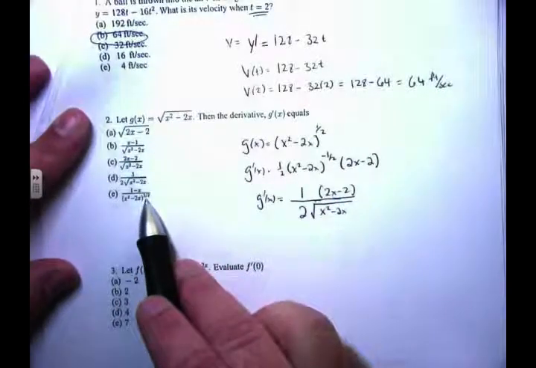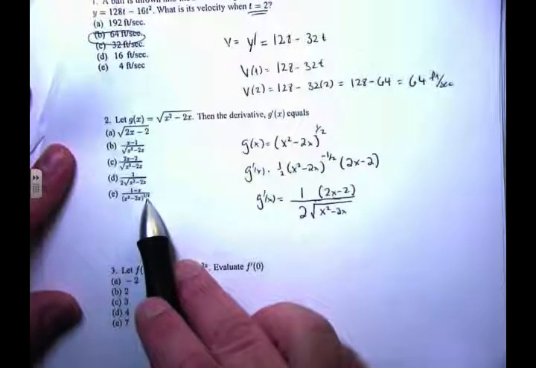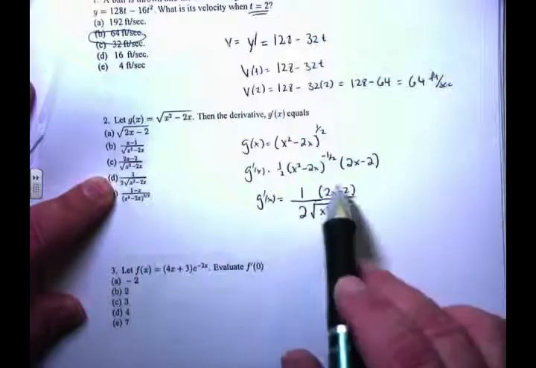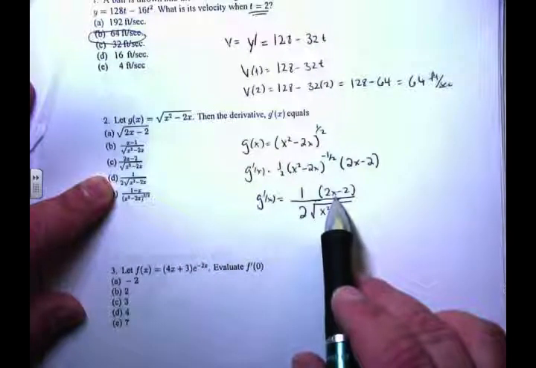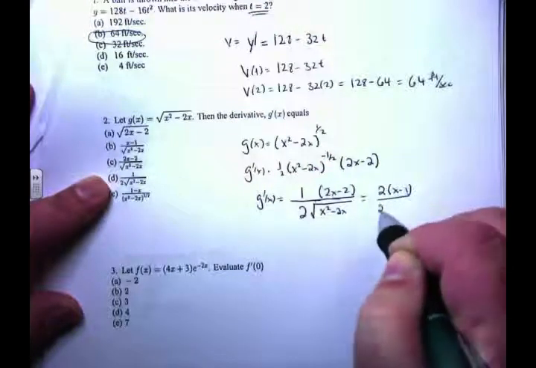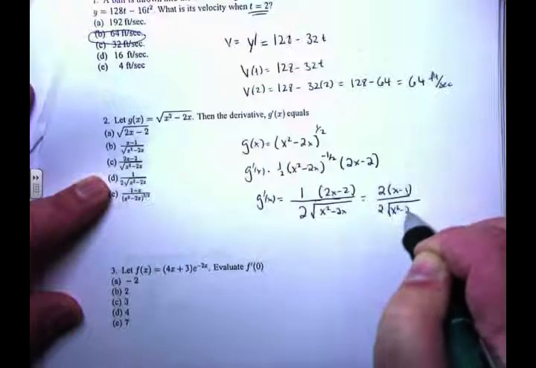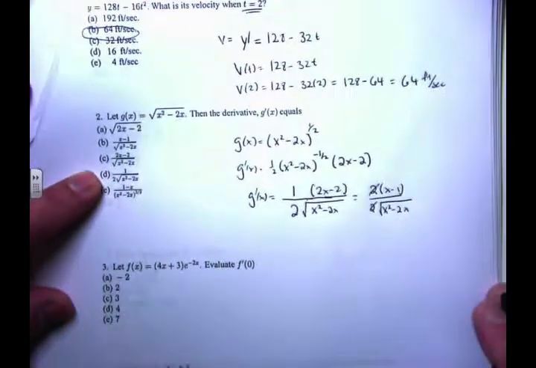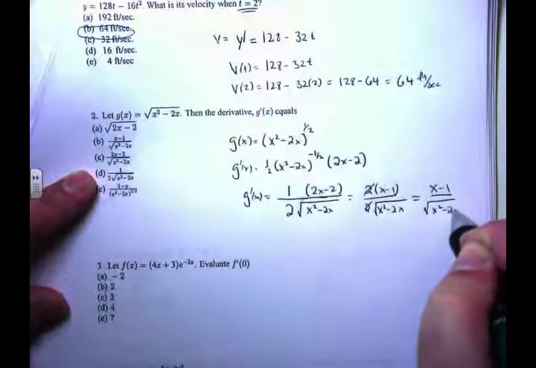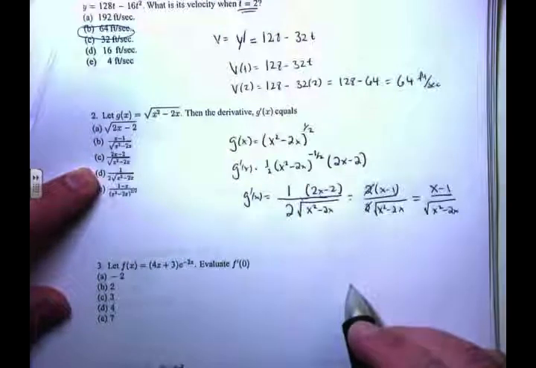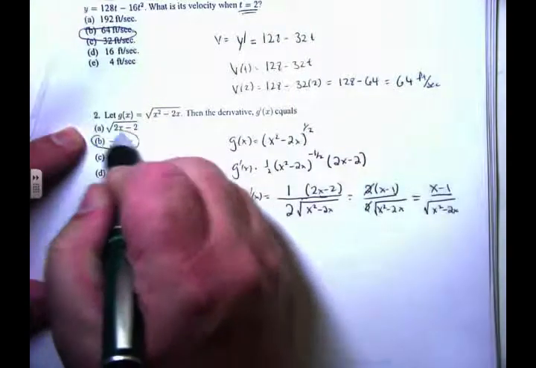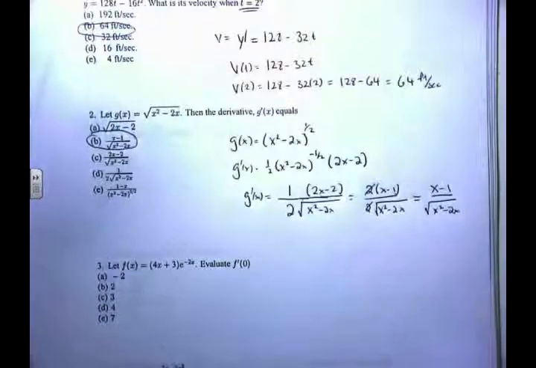And I look for that one, and be careful, because this is where most people will screw this problem up. I don't see this answer. I see something like it right here, but that has a 2 square root on it. But wait a minute, I got something in common on that numerator. What could I factor out of that numerator? I could take the 2 out. That would be 2 times x minus 1 over 2 times the square root of x squared minus 2x, and the 2's end up canceling, leaving me with the answer x minus 1 over the square root of x squared minus 2x. And that answer is answer, take your time, B. Does that make sense?